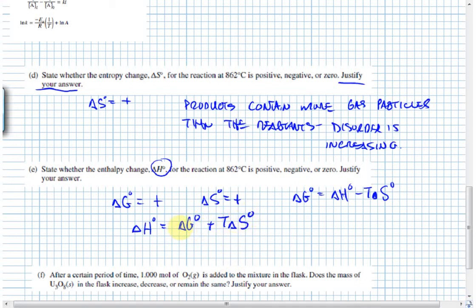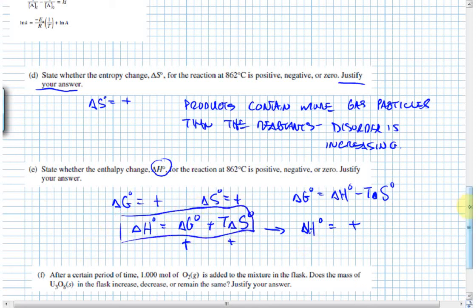Do a little bit of analysis. We've already figured out that delta G is positive, delta S is positive, T is always positive, so this term is positive. Therefore, delta H is definitely positive. And you've already shown your justification by using this lovely little expression.